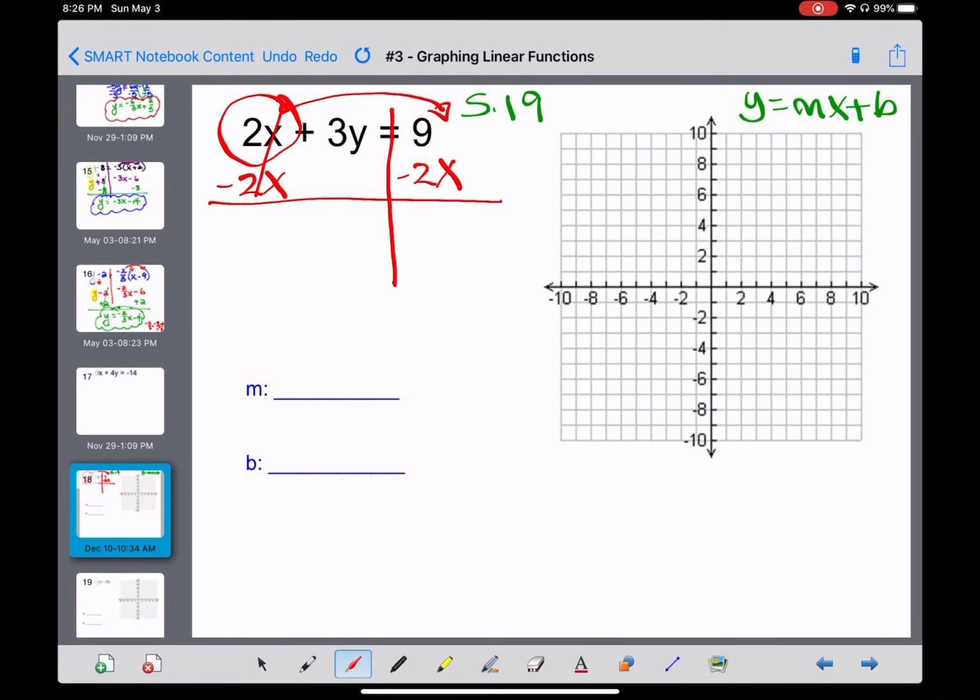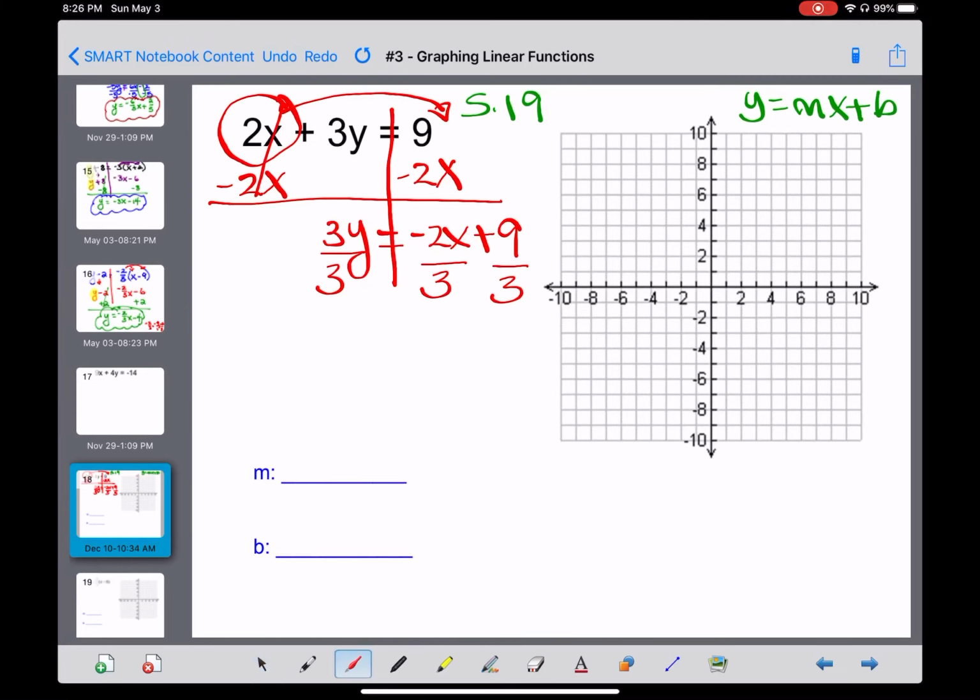So now I have 3y is equal to negative 2x plus 9. I need to leave the y by itself, so I need to divide by 3 on both sides. So I have y equals negative 2 divided by 3 is negative 2/3 x. 9 divided by 3 is just 3. So now it's back to slope-intercept form.